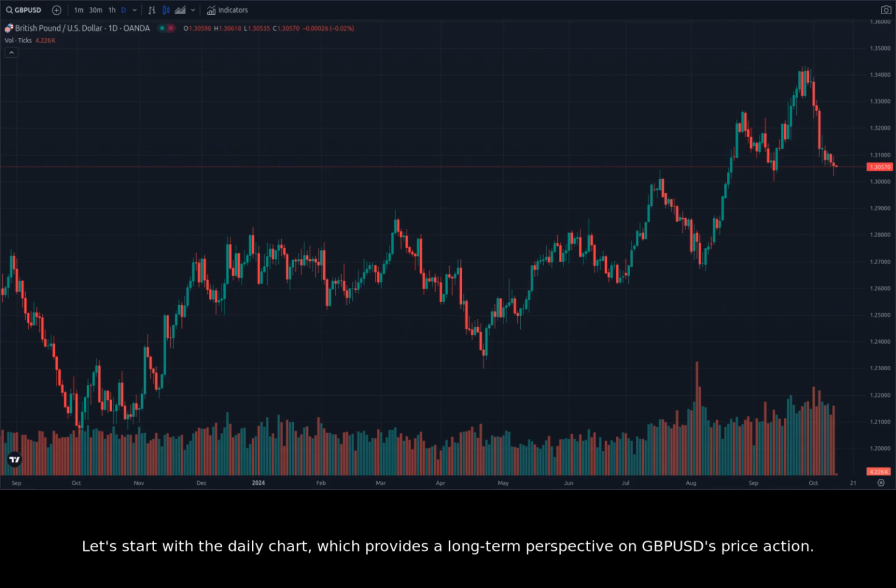Let's start with the daily chart, which provides a long-term perspective on GBPUSD's price action. If we look at the last 12 months of candles, we can see a clear bullish trend, with higher highs and higher lows. This trend was reinforced by the recent rally to the 1.3142 level, which was a 15-month high for the pair. However, the market has since pulled back, and we're now testing support levels around the 1.3000 mark.